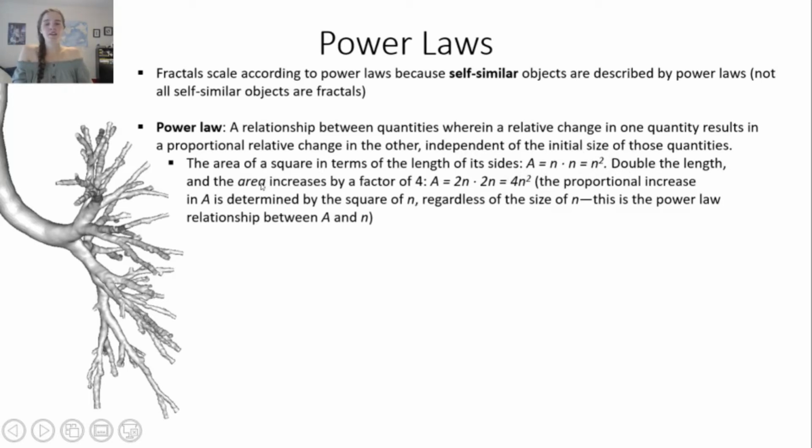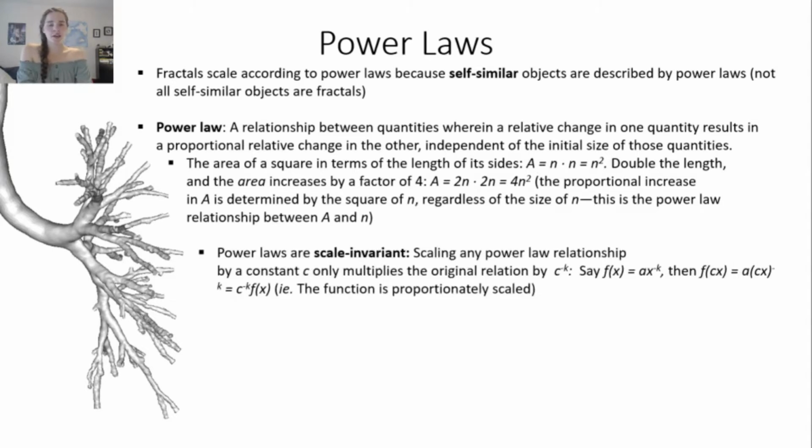If we double the length, the area increases by a factor of 4. So in this case, we're scaling it larger. Now A equals 2n times 2n, which is 4n squared. The proportional increase in A is determined by the square of n, regardless of the size of n. So this is regardless of the initial size of the sides of the square. It's based on the relationship. So this is essentially what the power law is. A relative change in one quantity results in a proportional relative change in the other, independent of the initial size of those quantities. So this is the power law relationship between A and n.